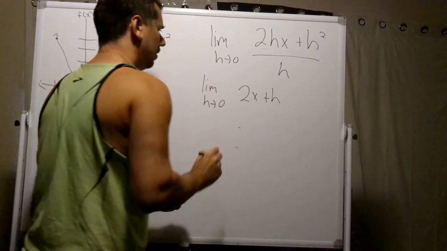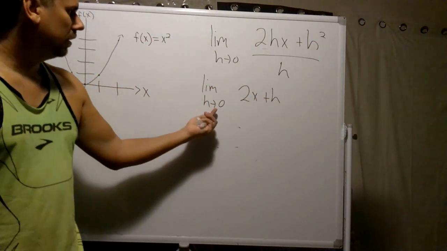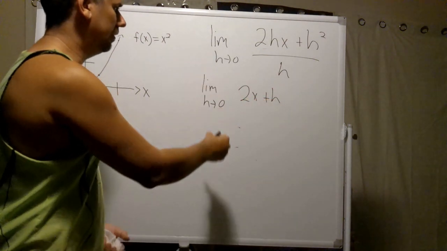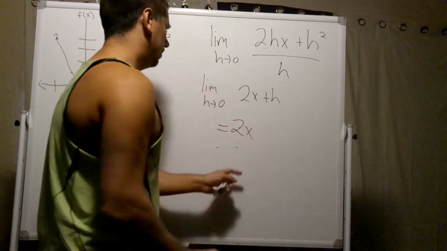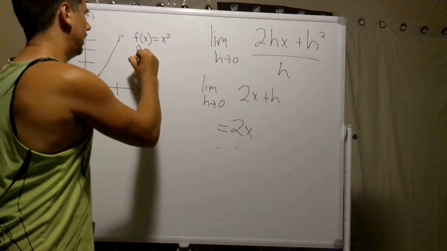H goes to 0. So now that we've reduced it all the way down, you can just plug in h equals 0 to essentially take care of this limit. That would mean that it becomes 2x. So 2x is the derivative of x squared, so we could write that like this.